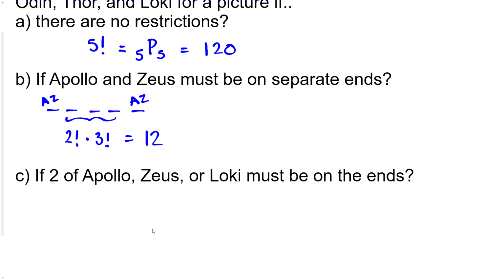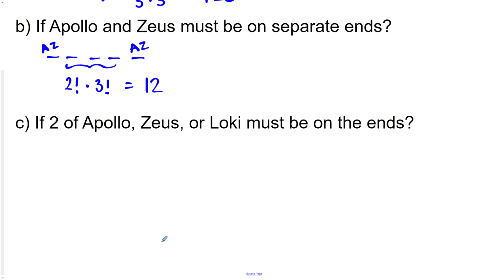What if 2 of these 3 people, Apollo, Zeus, or Loki, must be on the ends? Well, there's a bunch of different ways to do this question. First, let's just make 5 blank spaces here. 1, 2, 3, 4, 5. And we'll just go through it one by one. First space here, how many choices do we have for this space? So there's 3 guys here, so we have 3 choices.